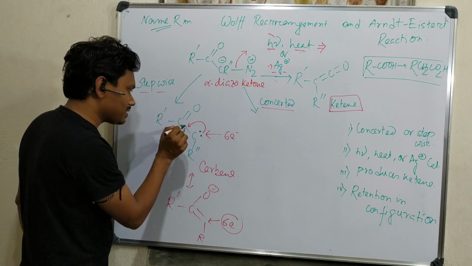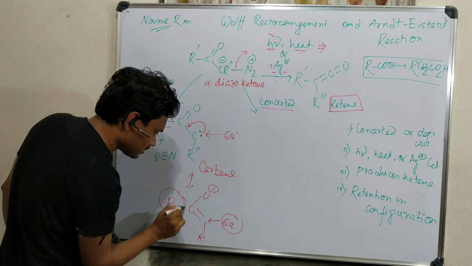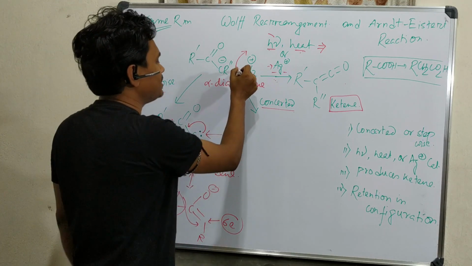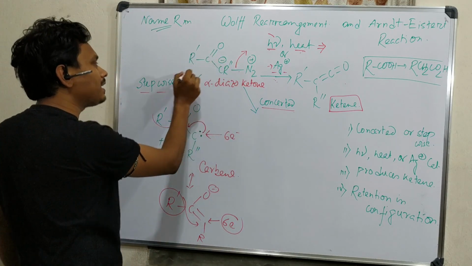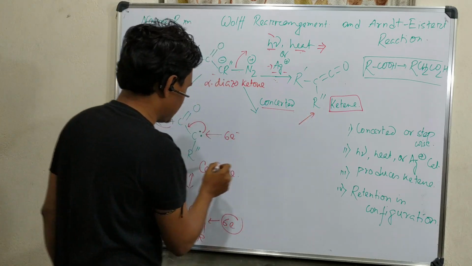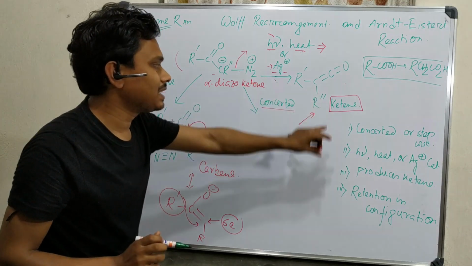So you can write this or this. If both processes happen simultaneously, means the leaving of this group, it comes here and R migrates, then that is a concerted process to achieve the ketene. So whatever the process, it will result in the ketene.